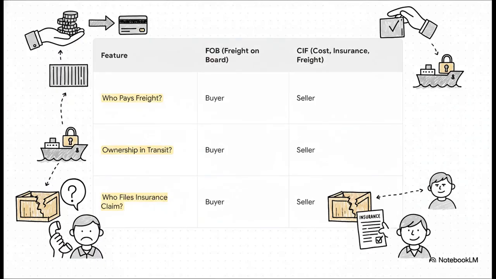So who pays the freight bill? With FOB, it's the buyer. With CIF, the seller pays. Who technically owns that inventory while it's floating on the water? A really big question for the accountants. With FOB, it's the buyer's asset. With CIF, it's still the seller's. And finally, let's go back to our lost shipment. Who has to file that insurance claim? With FOB, that terrible phone call is the buyer's responsibility. With CIF, it's the seller's problem to solve.